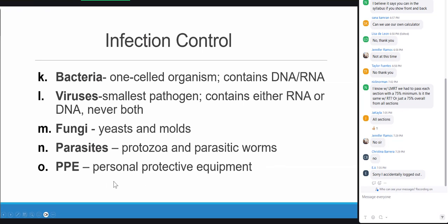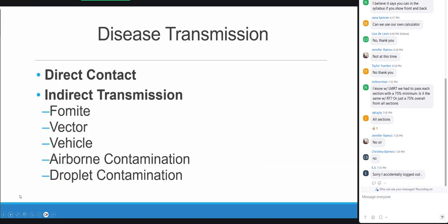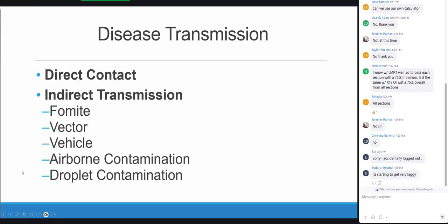PPE is the acronym for personal protective equipment. Disease transmission can occur by direct contact. The involvement of a fomite, vector, or vehicle all constitute indirect transmission. Airborne contamination and droplet contamination also involve indirect transmission. And remember, an airborne contaminant is something that can move through the air on its own. It does not have to be on anything.